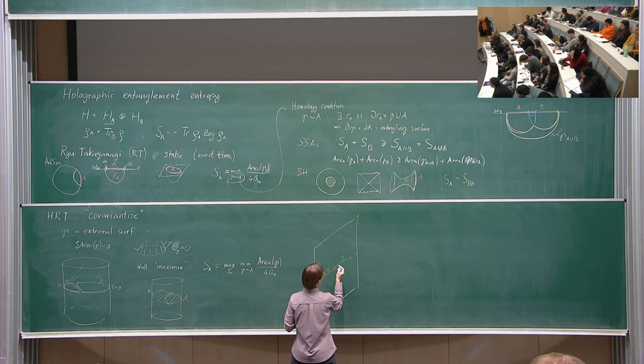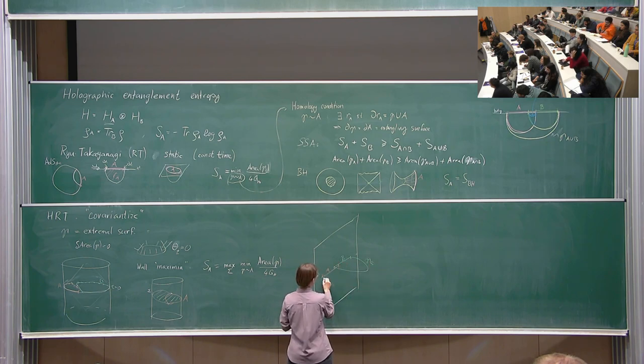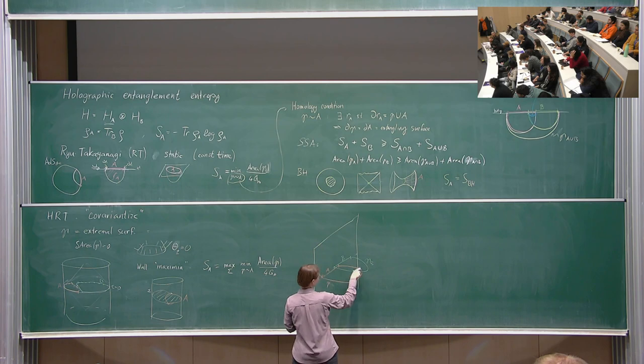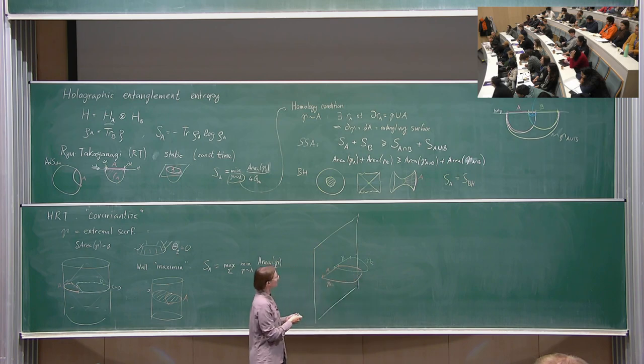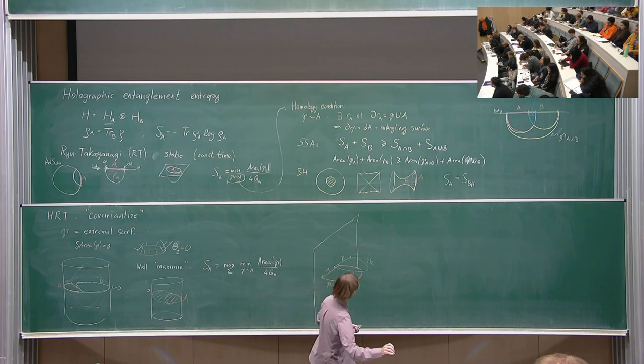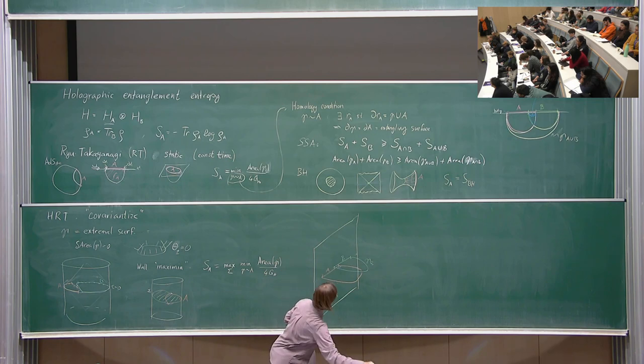And I have my extremal surfaces, so there is one, let me call it gamma B. There is the other one, which might be at some point time-like separated from this. So those two definitely don't lie on the same Cauchy slice. What does lie on the same Cauchy slice, and that was a non-trivial part of Aaron Wall's proof, is the A intersection B and the A union B extremal surfaces.